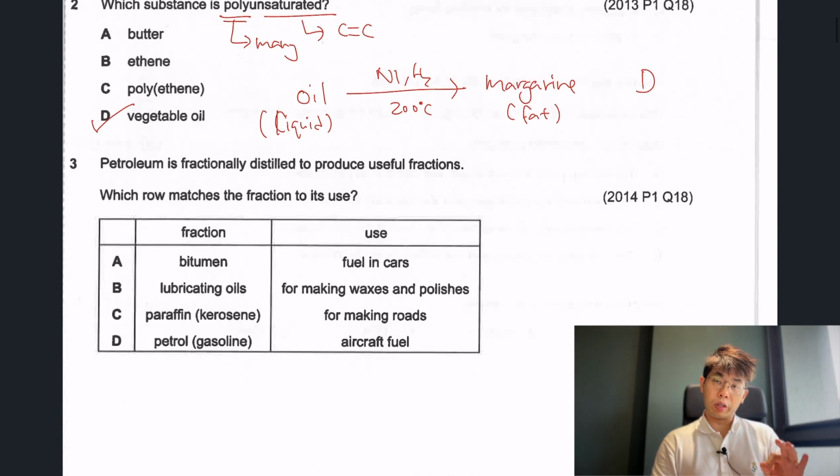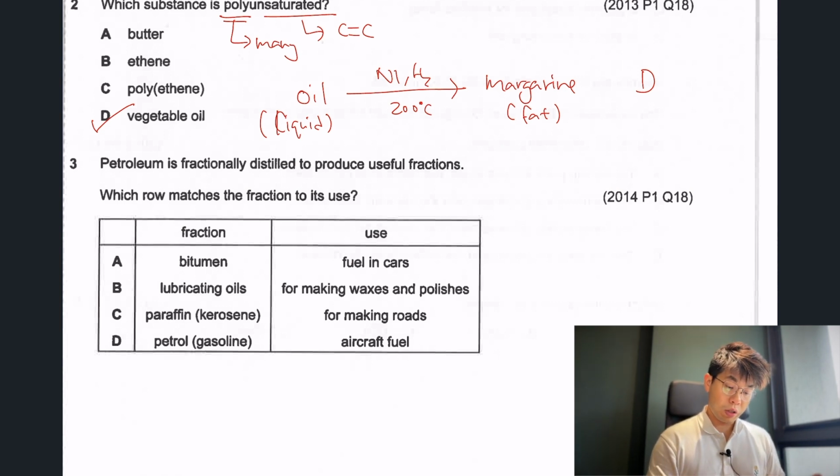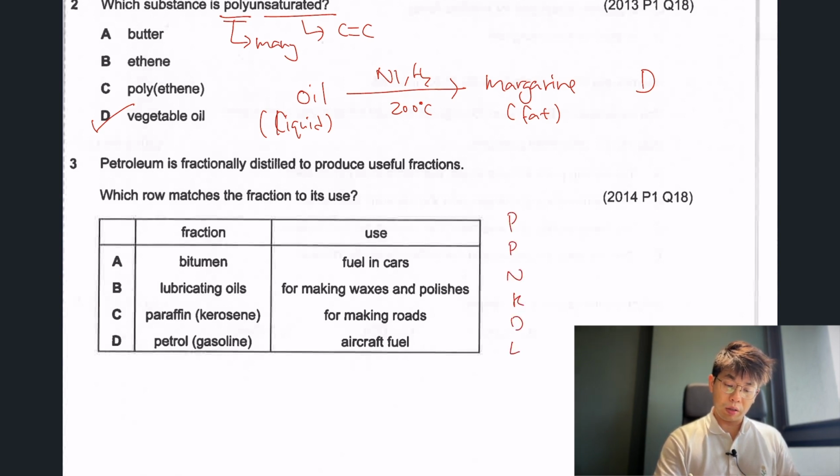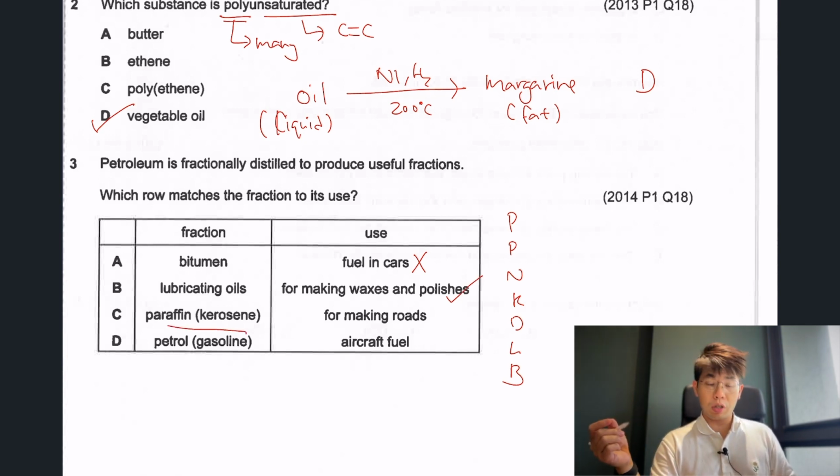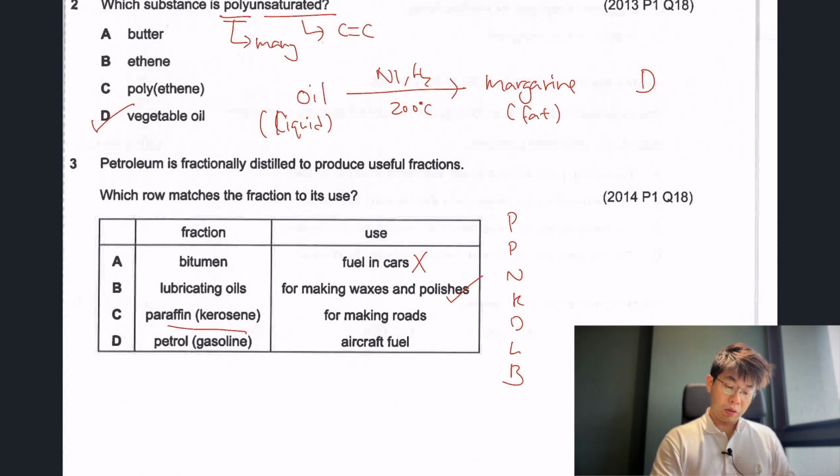Question number 3. Petroleum is fractionally distilled to produce useful fractions. Which one matches the fraction? So, Peter Pan never kills drunk little babies, so we can find out. First one, bitumen, fuel for cars, that's wrong. Lubricating oil, yes, that's true. Paraffin is used as fuel for aircraft engines. And petrol is the one that is used for cars.